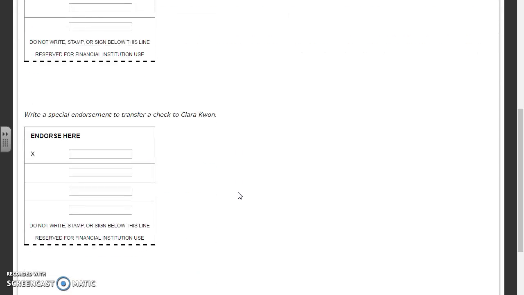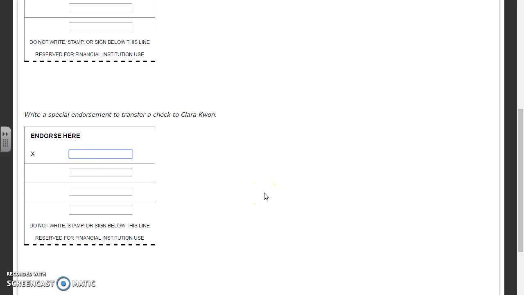So we're going to go down to the next one, and the next one is asking us to do a special endorsement. And a special endorsement is when you are transferring a check over from one person to another, which you're completely able to do. You just have to fill some things out on the back for your endorsements. So it says that we want to transfer the check over to Clara Kwan.